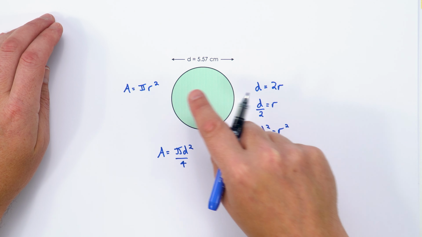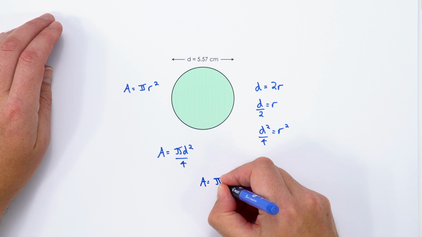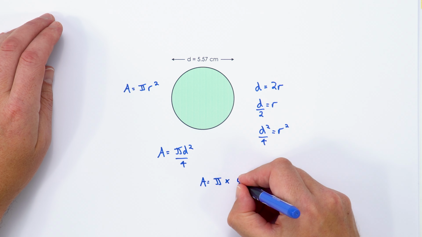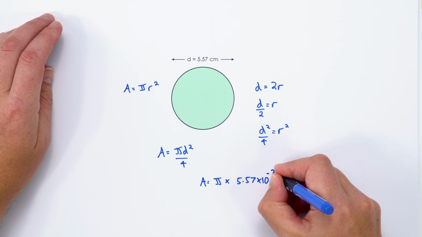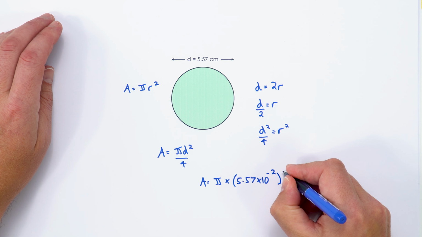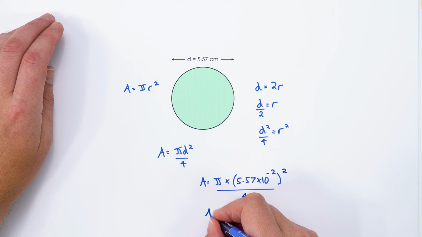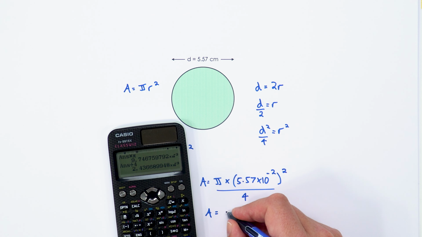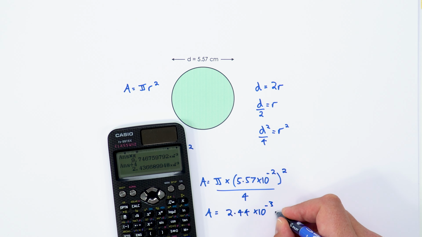So if we wanted to work out the area of this circle, the area is just going to be equal to pi times the diameter, which is 5.57 times 10 to the minus 2, converting it into meters, we square that, and then we divide by 4, which in this case is 2.44 times 10 to the minus 3 meters squared. So that's pretty much everything you need to know about circles.